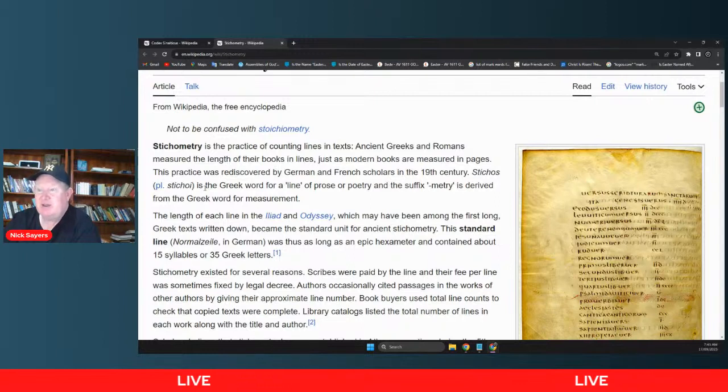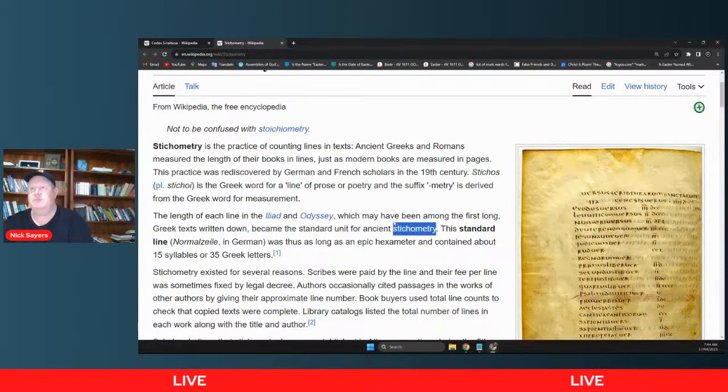Stikos, or stikoi, is the Greek word for a line of prose or poetry, and the suffix metri is derived from the Greek word for measurement. The length of each line in the Iliad and Odyssey, which may have been among the first long Greek texts written down, became the standard unit for ancient stichometry. I hope I'm saying that right.